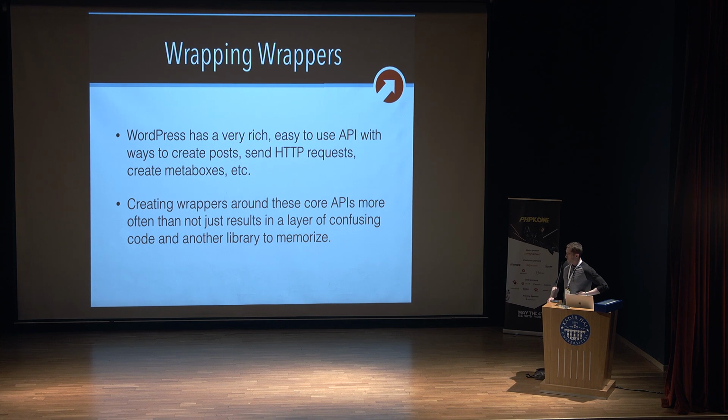Wrapping wrappers. A lot of times I see people doing this in their WordPress applications. WordPress has a very rich, easy to use API. It provides you with ways to create posts, enqueue scripts, send HTTP requests, all sorts of things. A lot of times I see people create WordPress applications where the first thing they do is create classes that wrap all this functionality into their own API. I don't see the point in that sort of workflow. It just makes your application more complicated, and anyone working on your application then has to learn your custom API for enqueuing scripts. It just doesn't add anything. Don't wrap wrappers.